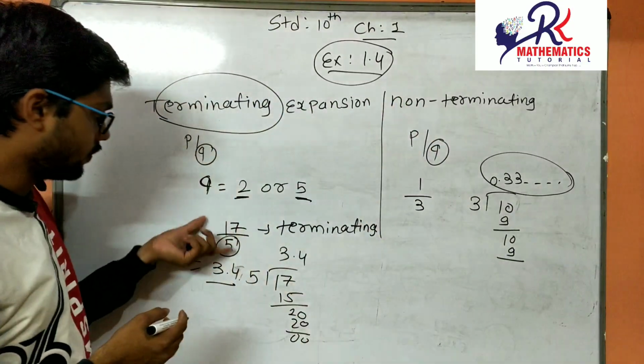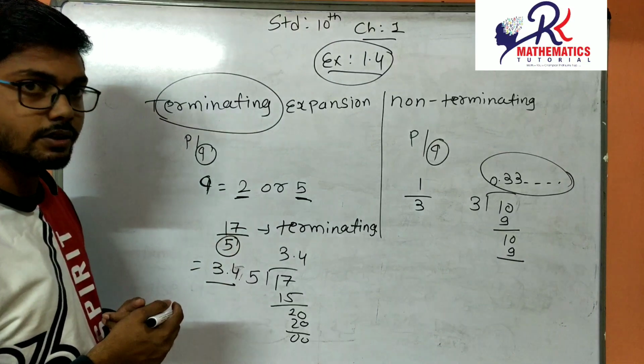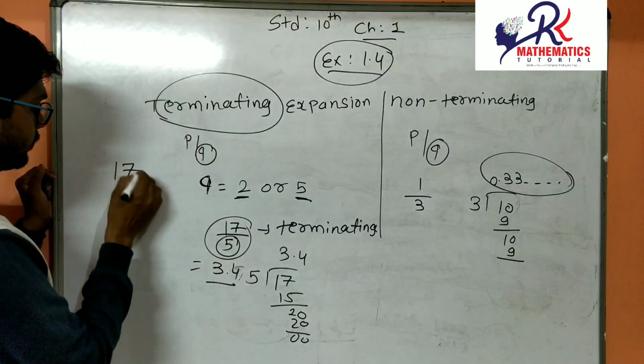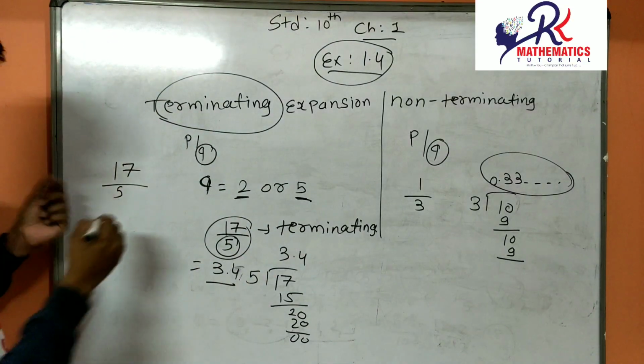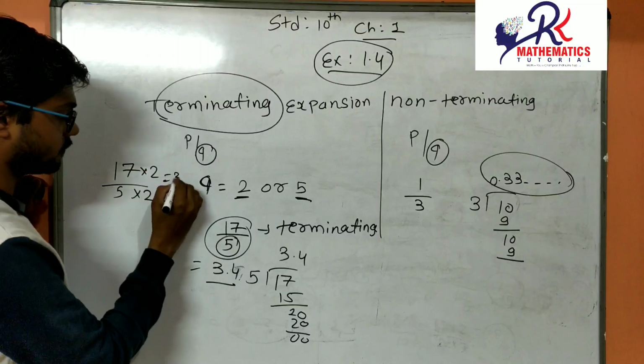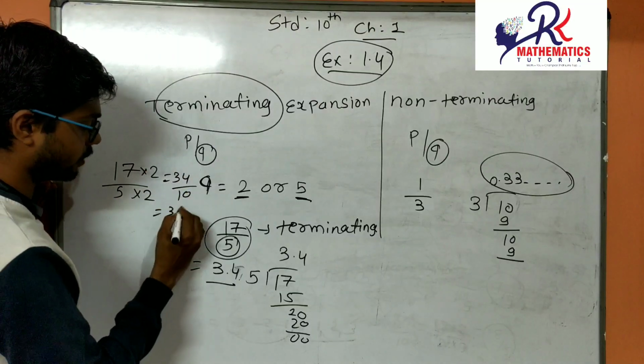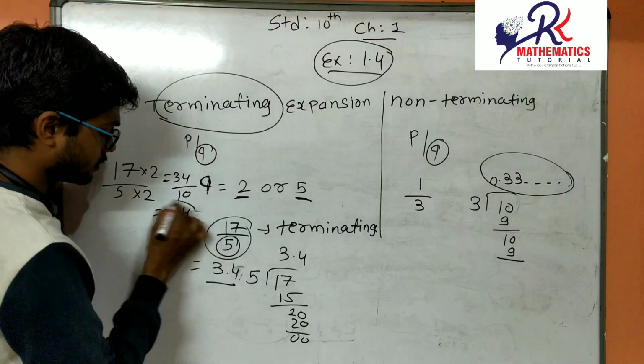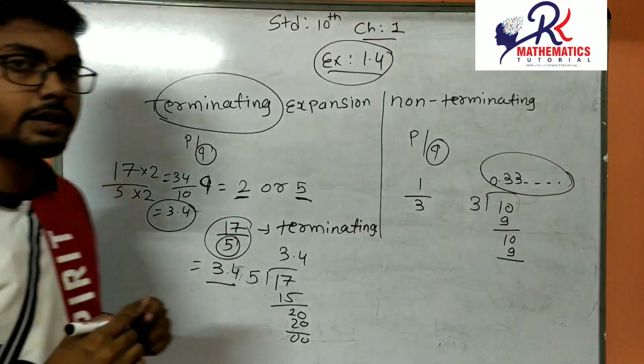Now the division of terminating numbers is very easy. Here we have to set the number. Suppose here 17 upon 5. Here 5 is 1 time, so we have to multiply 2 one time. It is 34 by 10. So we can write 3.4. So division of terminating numbers is very easy.